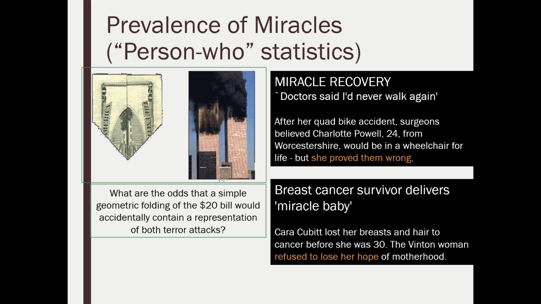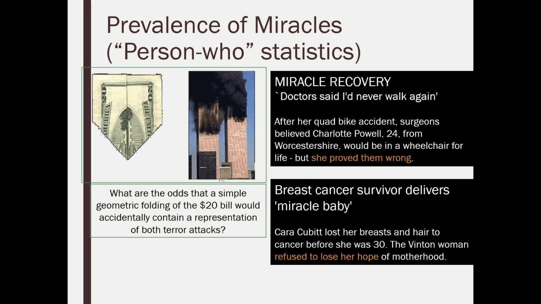The fact that we characterize unusual things or events that seem to fly in the face of probabilities, the fact that we label them as miracles or make them seem like ominous, meaningful events, like in the case of the $20 bill there, means that we overemphasize the importance of these events and ignore the true probability that the event was going to happen anyway.